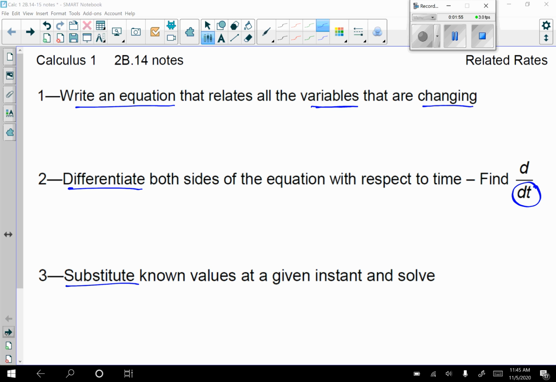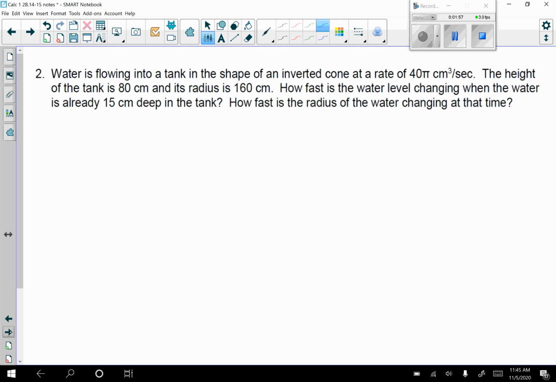All right, let's take a look at that problem we skipped over in the notes in class. Number 2 on the 214 notes. So the water is flowing into a tank, the shape of an inverted cone. I'm going to try to draw this as we talk about it. That just means, think of it this way. We're kind of filling an ice cream cone here. So I guess we're filling it with water.